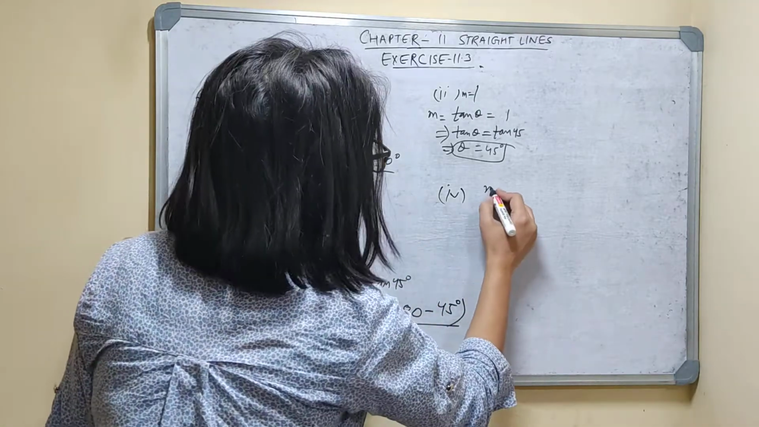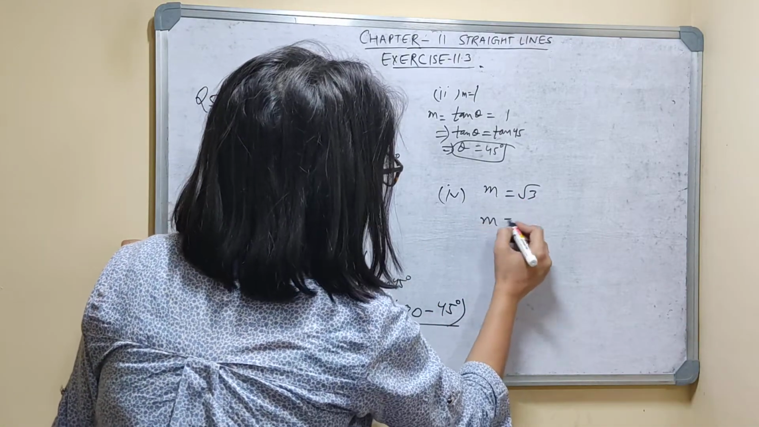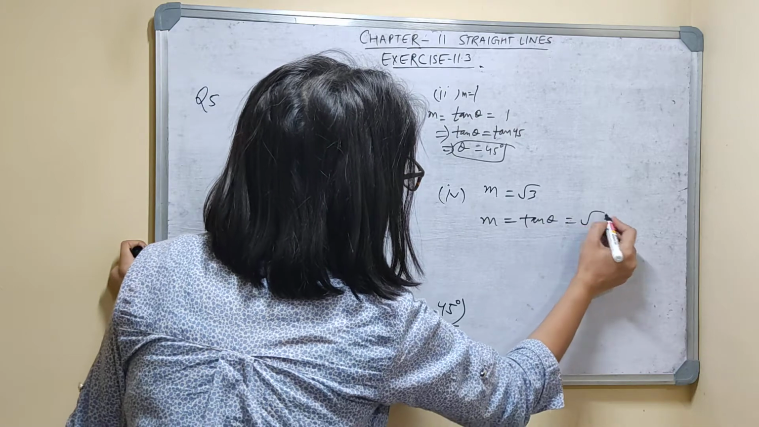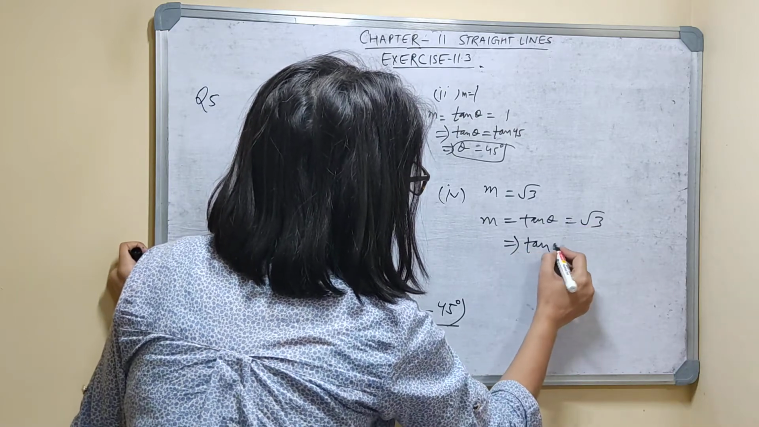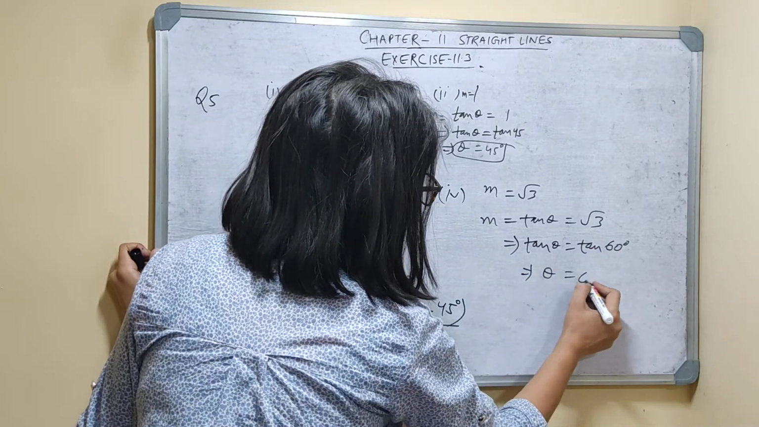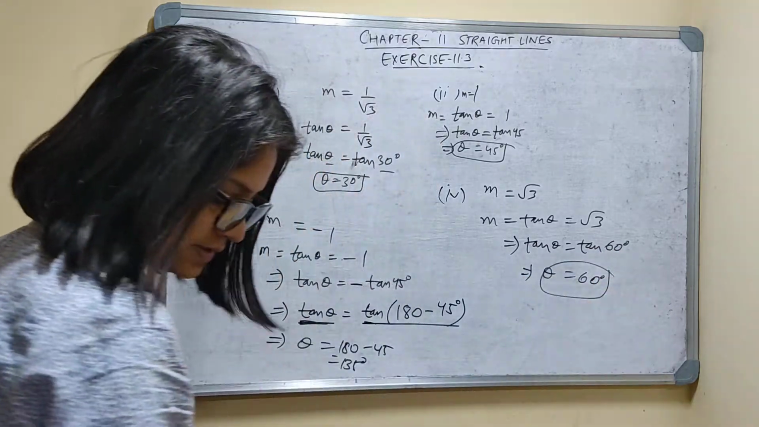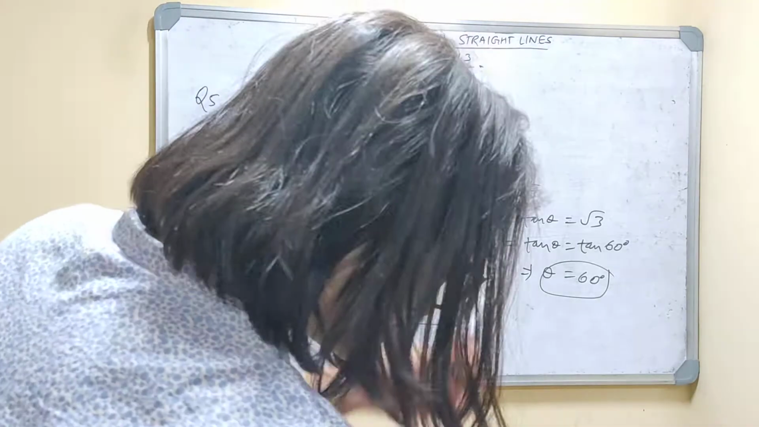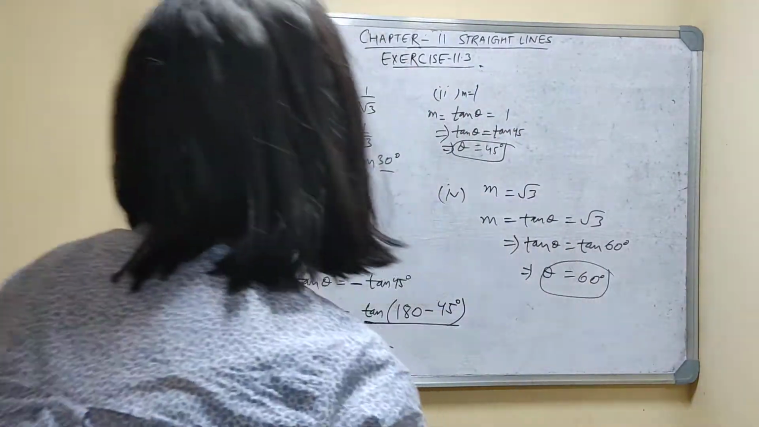M is equal to root 3. So you know M is equal to what? Tan theta is equal to root 3. So you know tan theta value is equal to what? Tan of 60 degrees. So here theta is equal to 60 degrees is the answer. Is it clear? Now part 5th you can see.